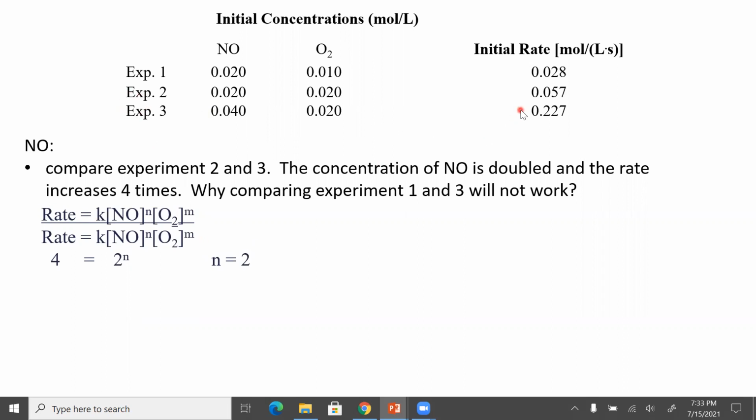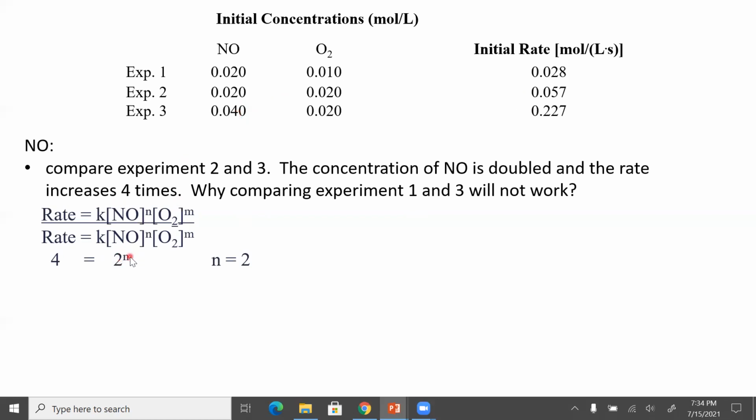So 0.227 divided by 0.057 is 4. So the rate is quadrupling. The rate's 4 times greater. Now, K is a constant. Oxygen is a constant. We're just going to look at our nitrogen monoxide. And we're going from 0.020 to 0.040. So we're doubling the concentration of nitrogen monoxide.